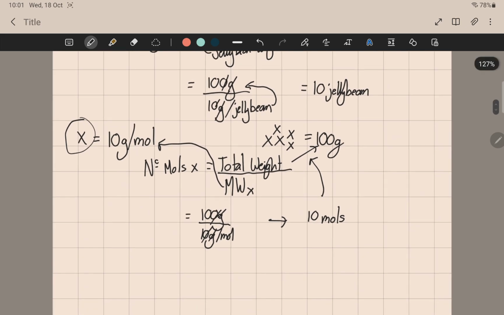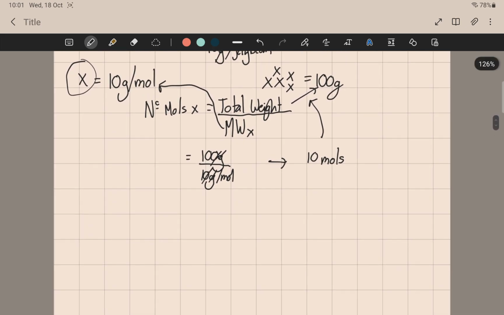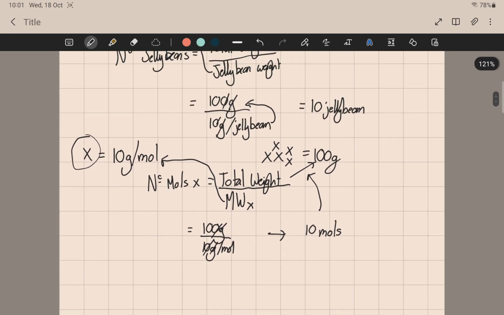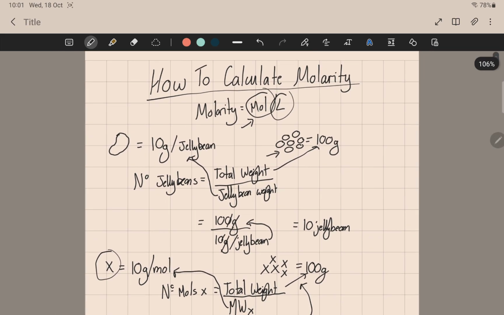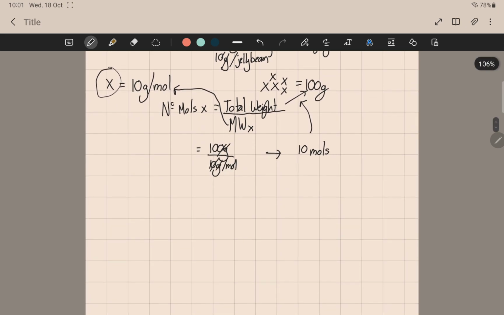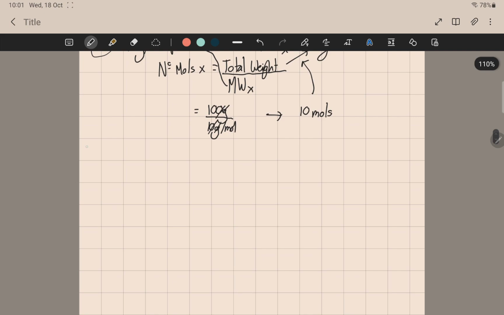Now let's look at that for a real chemical example, all right? Now remember, for the moment, for our molarity equation, we're just looking at the first component here, calculating our number of moles, all right? We'll get to the volume in a second. So let's consider a real chemical example, right? Sodium chloride.